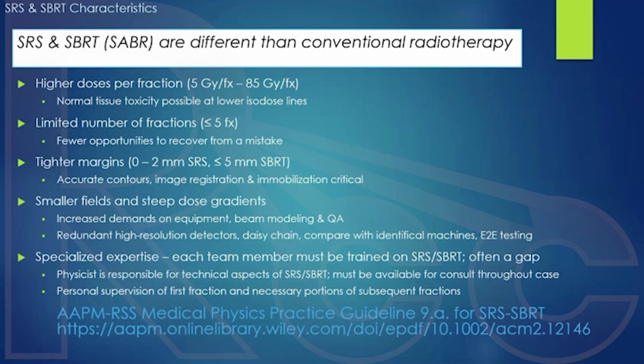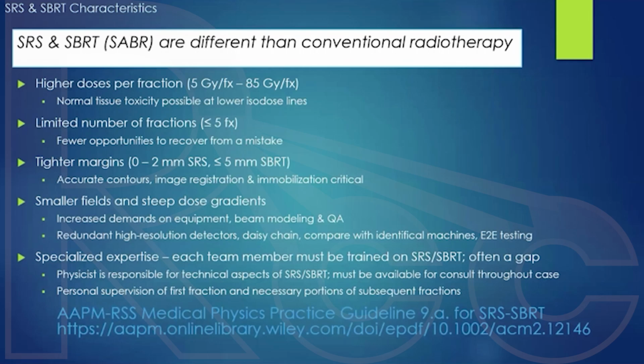Doses could even be higher for functional disorders like Parkinson's tremor. And so this means that normal tissue toxicity could potentially be an issue at lower isodose lines than with conventional radiotherapy plans. Moreover, there are a limited number of fractions. So this provides fewer opportunities to recover from a mistake.